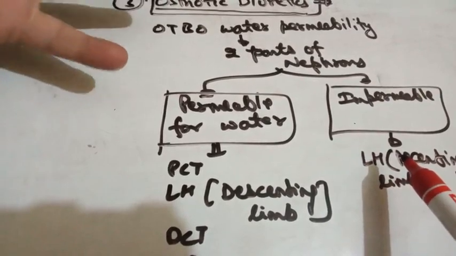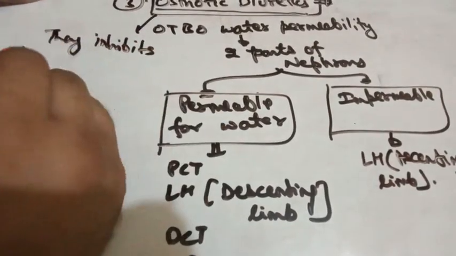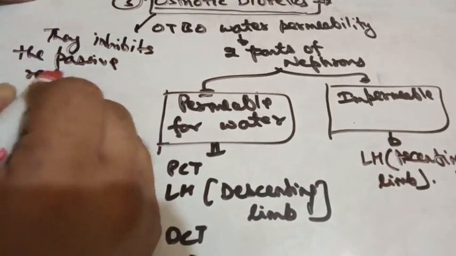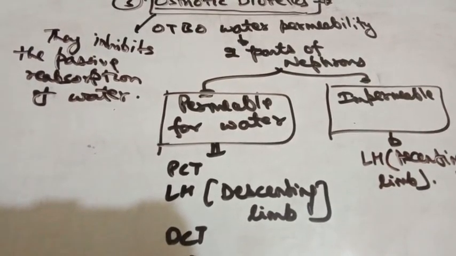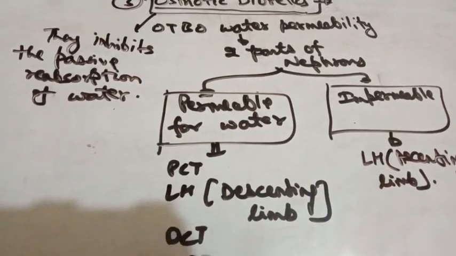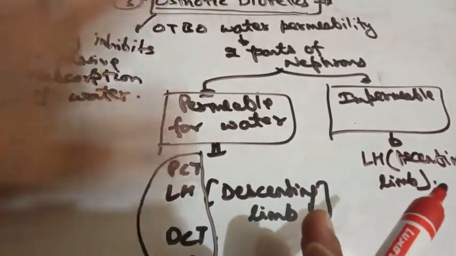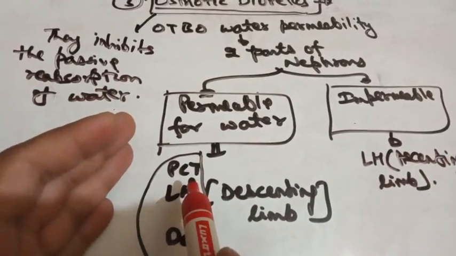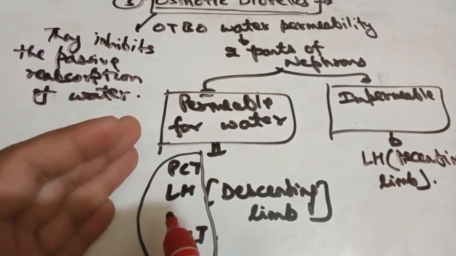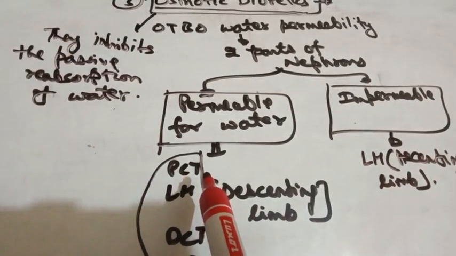Now what will happen? The function of osmotic diuretics is to inhibit the passive reabsorption of water. What is the meaning of this? Since these parts of nephron are permeable to water, water passively moves from the lumen of nephron into the interstitial fluid on the basis of osmolarity. When these drugs are administered, they block the channels through which water was able to move from the lumen into the interstitial fluid. This increases the volume of water retained in the lumen of nephron and thus the volume of urine produced by the kidney. So that is the mechanism of action of osmotic diuretics.